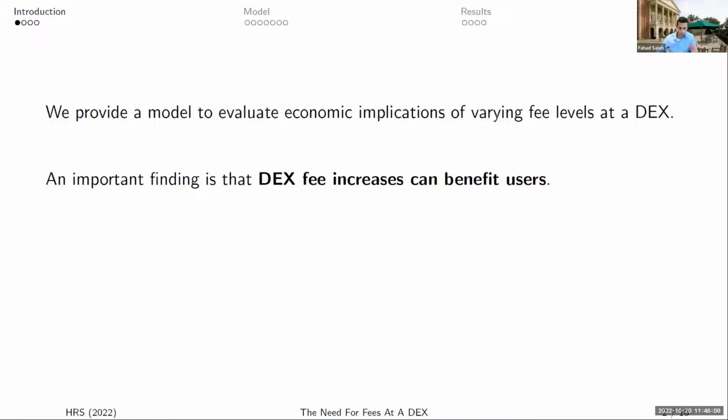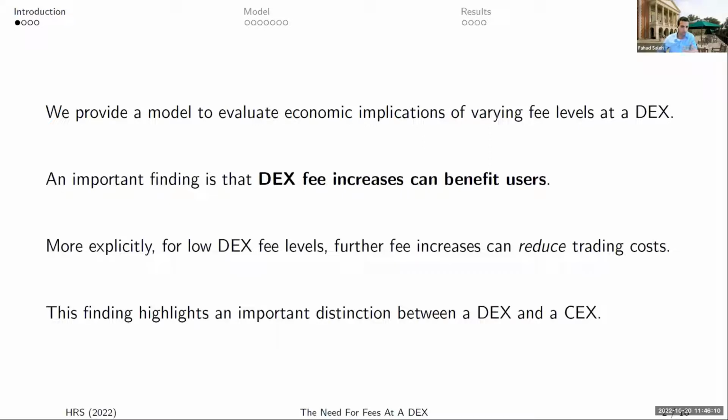And that then becomes an important distinction to internalize when we talk about DEXs as opposed to centralized exchanges. So first, I want to provide a little more depth on what I mean by saying an increase in the DEX fee can actually benefit users of the exchange. More explicitly, when you think about a liquidity pool with a low fee level, which most pools actually have, like a basis point or 10 basis points, incrementally increasing that fee can actually reduce overall trading costs.